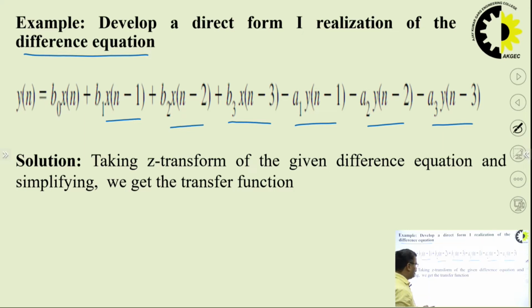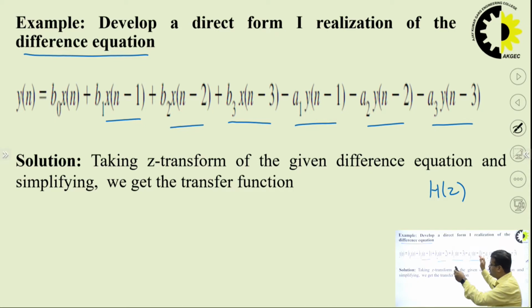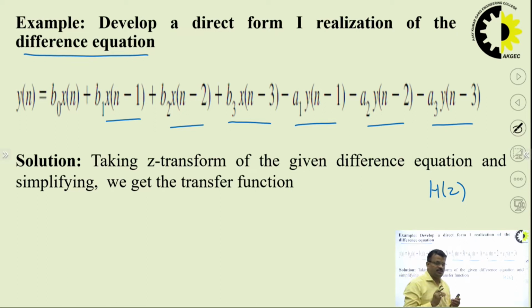It is very, very easy. Generally H of z is given to you. Otherwise, a difference equation is given to you, and you have to convert this difference equation into H of z. H of z is what? H of z is equal to Y of z upon X of z. So simply you have to take its z transform. If you take the z transform on both sides of this equation, then what will you get?